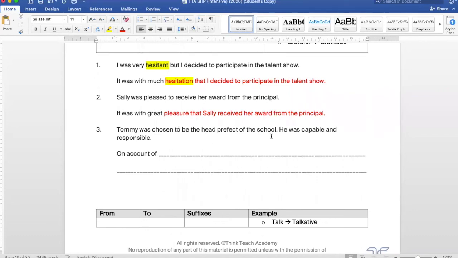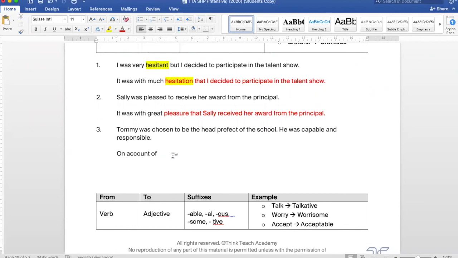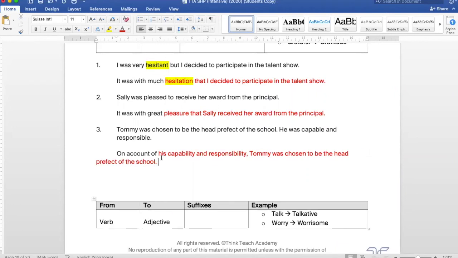Now question 3. Tommy was chosen to be the head prefect of the school. He was capable and responsible. Let's get somebody else who is very quiet to answer. Anya, how would I answer question 3? On account of capability and responsibility, Tommy was chosen to be the head prefect of the school. Almost correct. Make sure that you put the pronoun. So you would say on account of his capability and responsibility, Tommy was chosen to be the head prefect of the school. Yes, correct. Just need to take note of this.